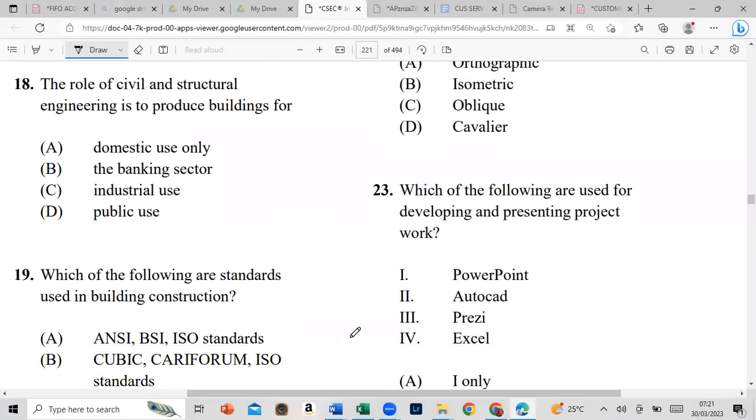Number 18, the role of civil and structural engineering is to produce buildings for A, domestic use only, B, the banking sector, C, industrial use, and D, public use. And that is public use, so that would be D. Let's move on to number 19.